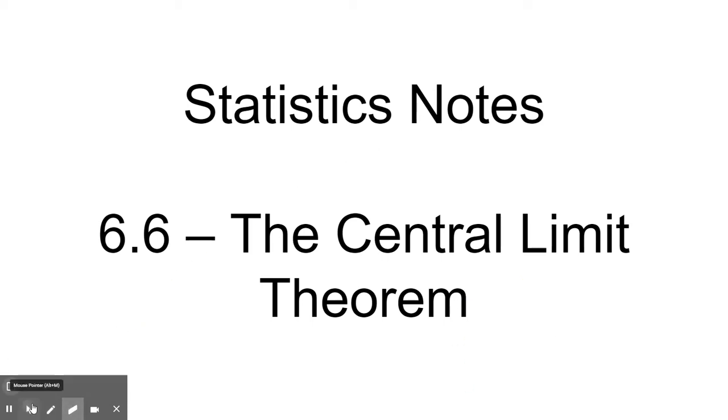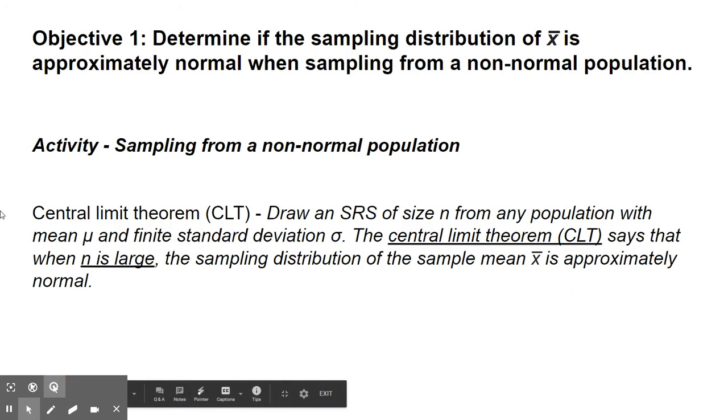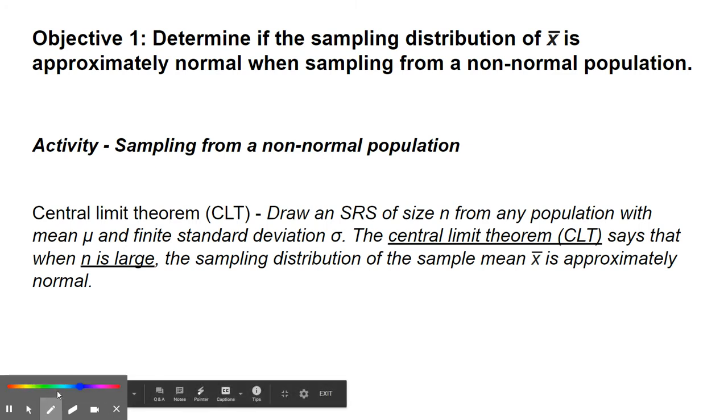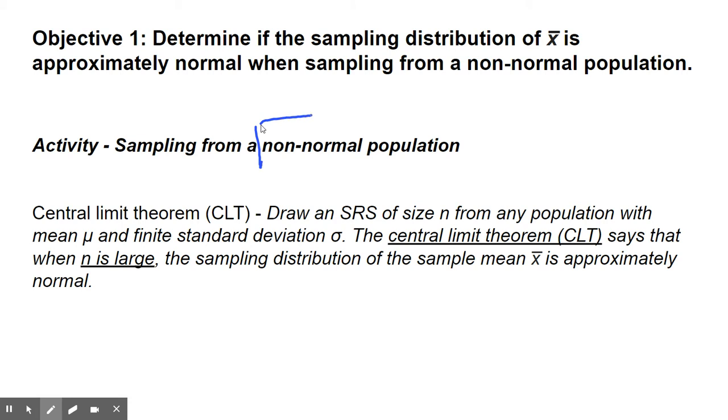CLT. All right, so the first thing you're going to do is go do an Edulastic activity. The idea here is we're looking at finding sample means when the population is non-normal. You'll see that when you do the activity, you're not dealing with a normal population, and you're going to try to come to this CLT conclusion. So go do that and then come back.